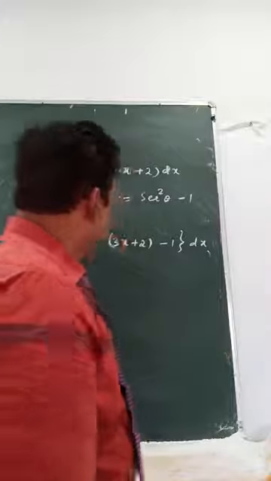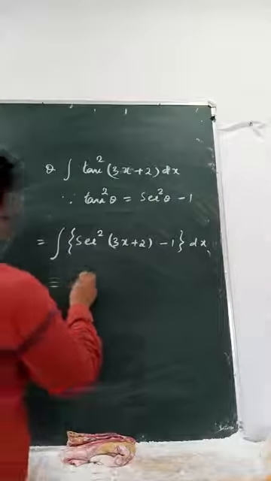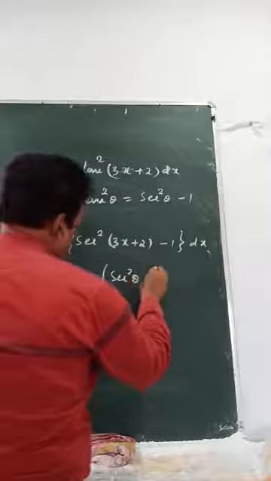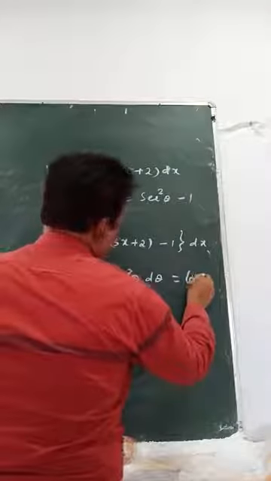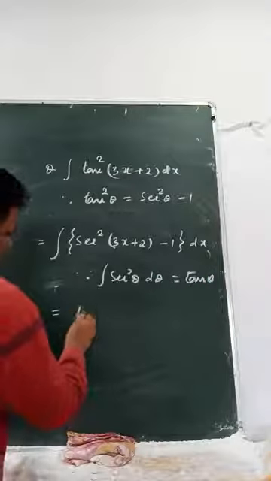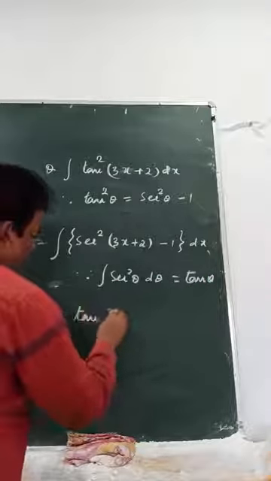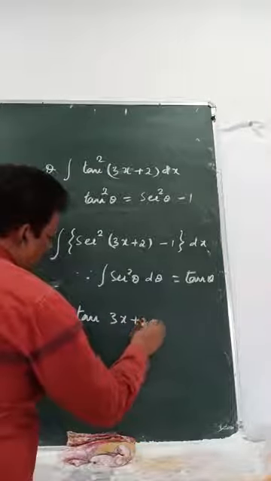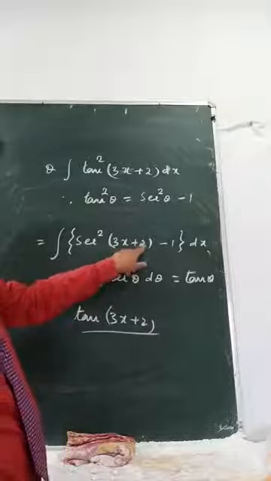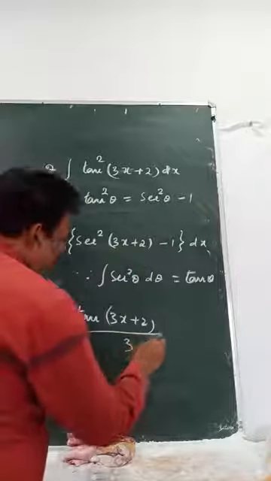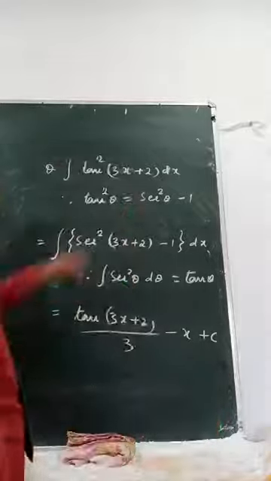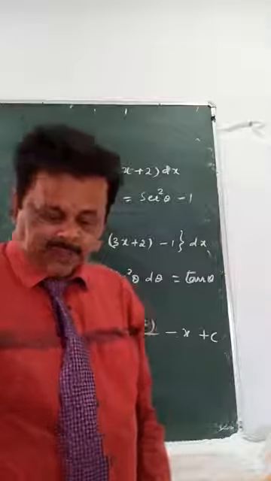Okay, so sec square, what is the integration of sec square theta? Tan theta. So this will be tan of 3x plus 2 divided by, chain rule again, 3x plus 2's derivative, that will be 3, minus x plus a constant. Tan square is done.